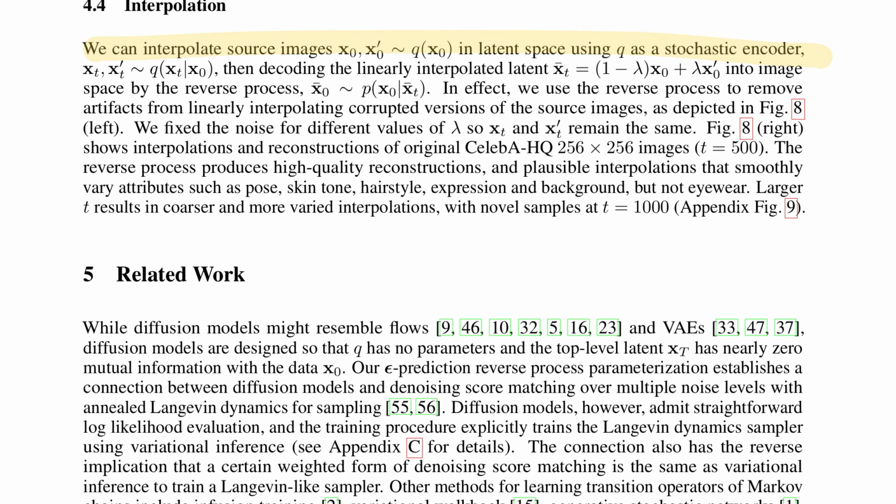Lastly, they also mentioned that you can interpolate source images. For example, if you take x0 and x0 prime, two images, you can have q as a stochastic decoder and interpolate these two in the latent space, meaning that you get the code of them, or bring them back to x_t, using the forward process of x_t given x0. Then you can linearly interpolate them and reconstruct them using the reverse process, to reverse the diffusion process with the correspondingly interpolated latent, and get the result.